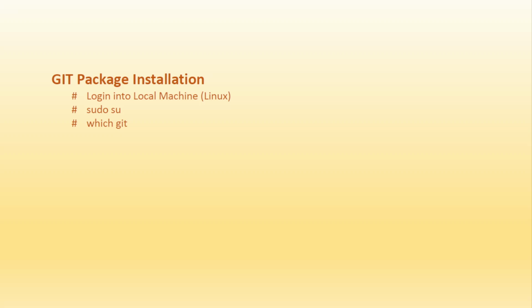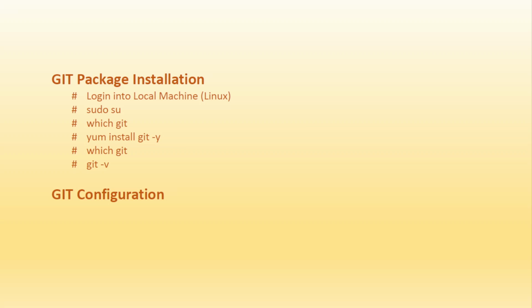If git is already installed there, it will show you the path. Otherwise, it will say git is not present. For installing git, in case git is not there, you require to run this command: yum install git -y. Then again, after this command, you will run which git, and you should be able to see the path. And to know which particular version of git is installed, you require to run git -v command.